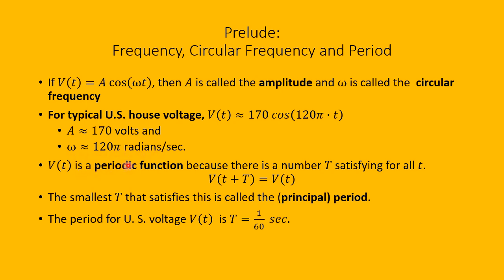This V of t is a periodic function because there is a number T satisfying that for all numbers little t, V of little t plus capital T equals V of little t. The smallest capital T that satisfies this is called the principal period of this function. And often we'll just say period, meaning principal period. So we can say that the period for US voltage V of t is T equals 1/60th of a second.